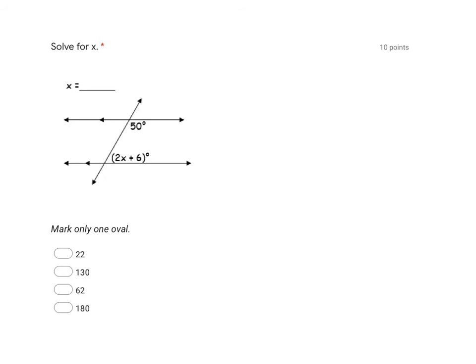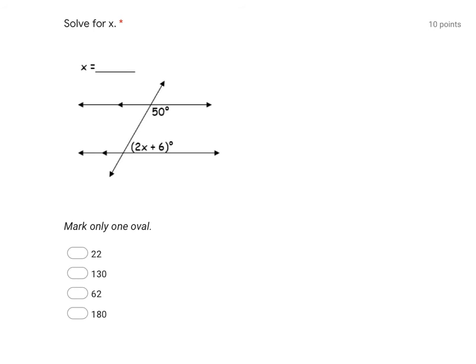Now let's move on to the next question. I need to solve for x. So I can see that those two lines are parallel because they gave me the symbol of parallel. So if I look at those two angles, these are same side interior angles because they form a C. And same side interior angles are supplementary.